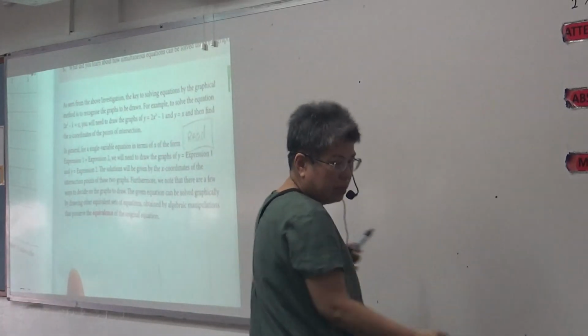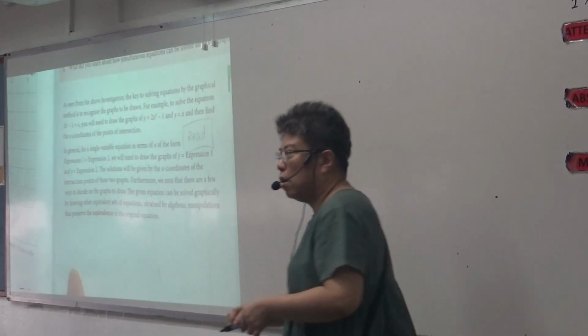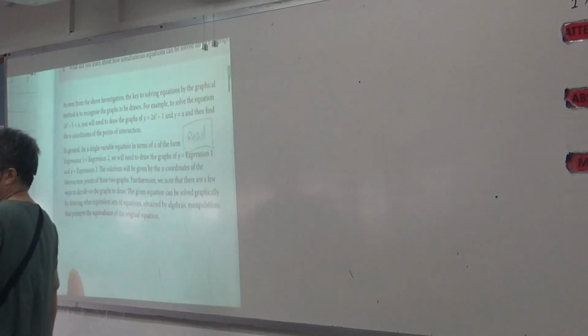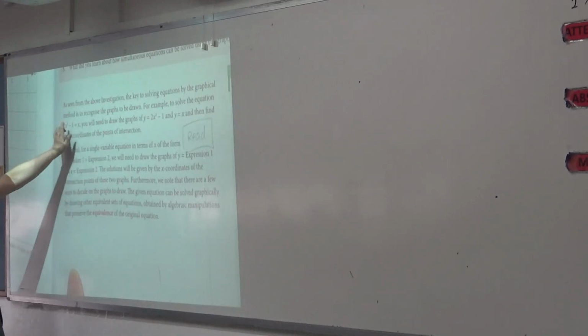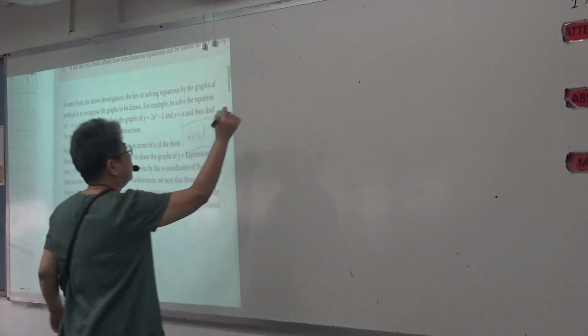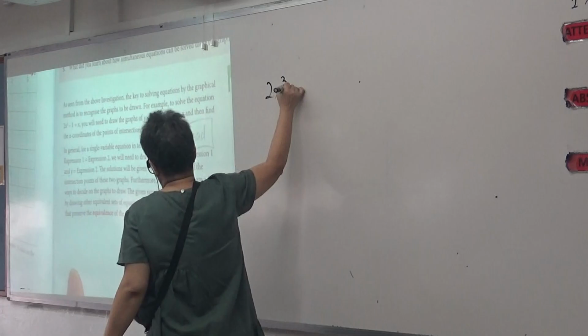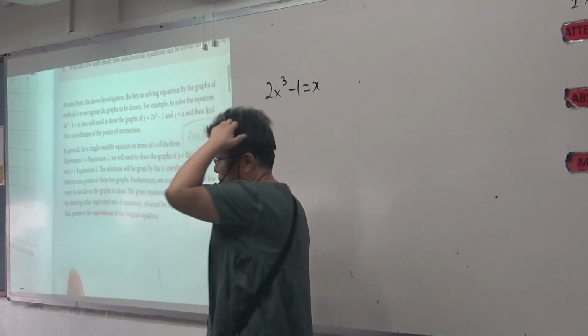Okay, now let's take a look at this question or this particular paragraph. Everybody look at the box. It's the same as the textbook. No need to worry. It's the same textbook. Okay. Now, to solve this equation, 2x cubed minus 1 equals x.